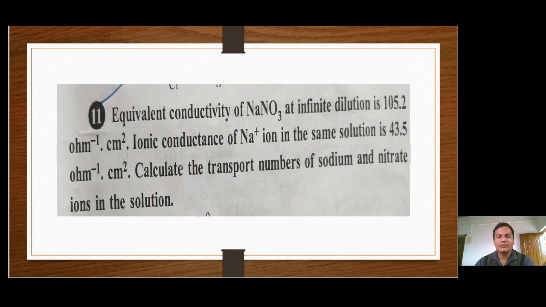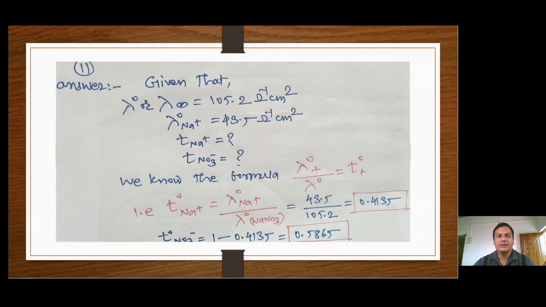Now the next and last numerical of this lecture: the equivalent conductivity of sodium nitrate at infinite dilution is 105.2. That means lambda infinity or lambda 0 is given for NaNO3, and it is 105.2. The ionic conductance of Na plus ion in the same solution is 43.5 per ohm per centimeter. So the ionic conductance of Na plus, that means the cation, is given, and we have to calculate the transport number of both, that is Na plus as well as NO3 minus ion. We will see the formula and solve it.